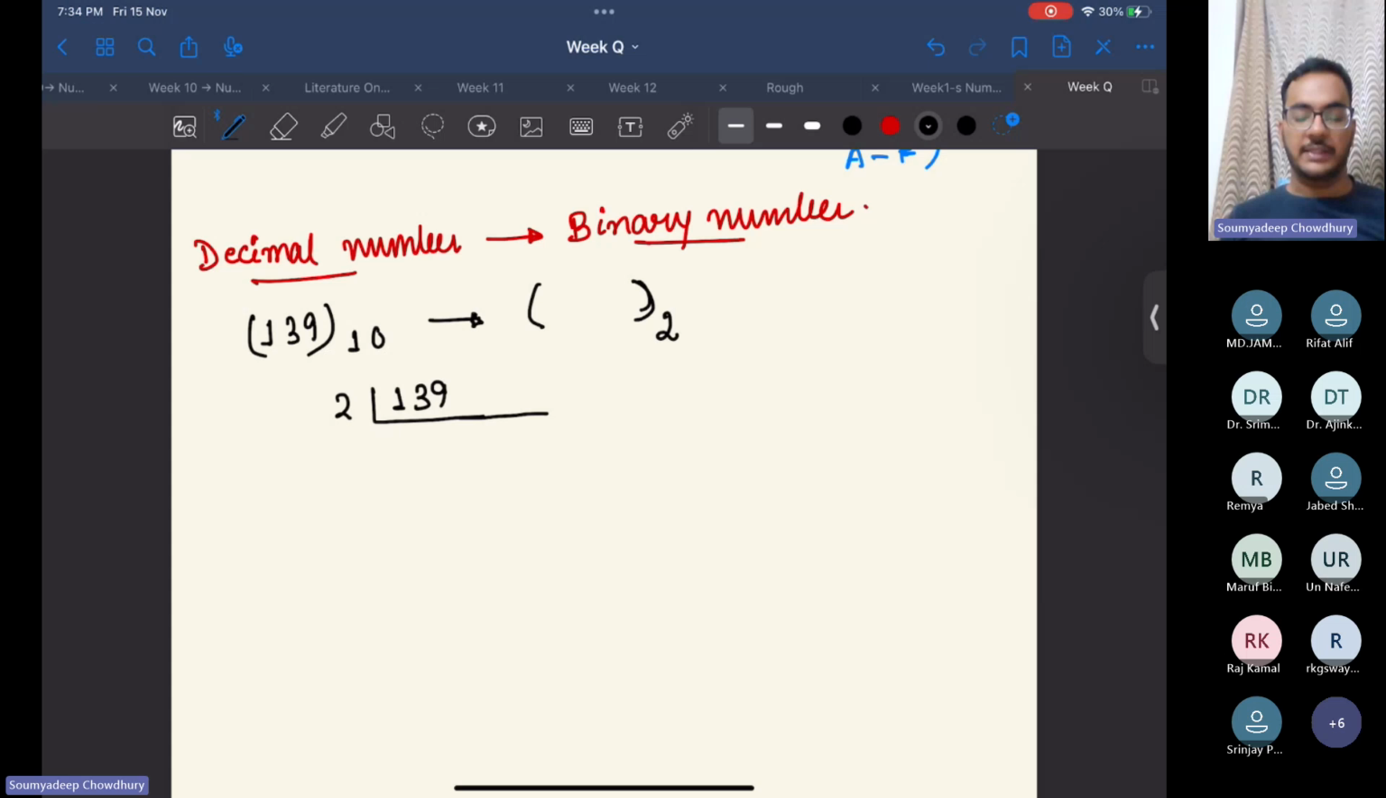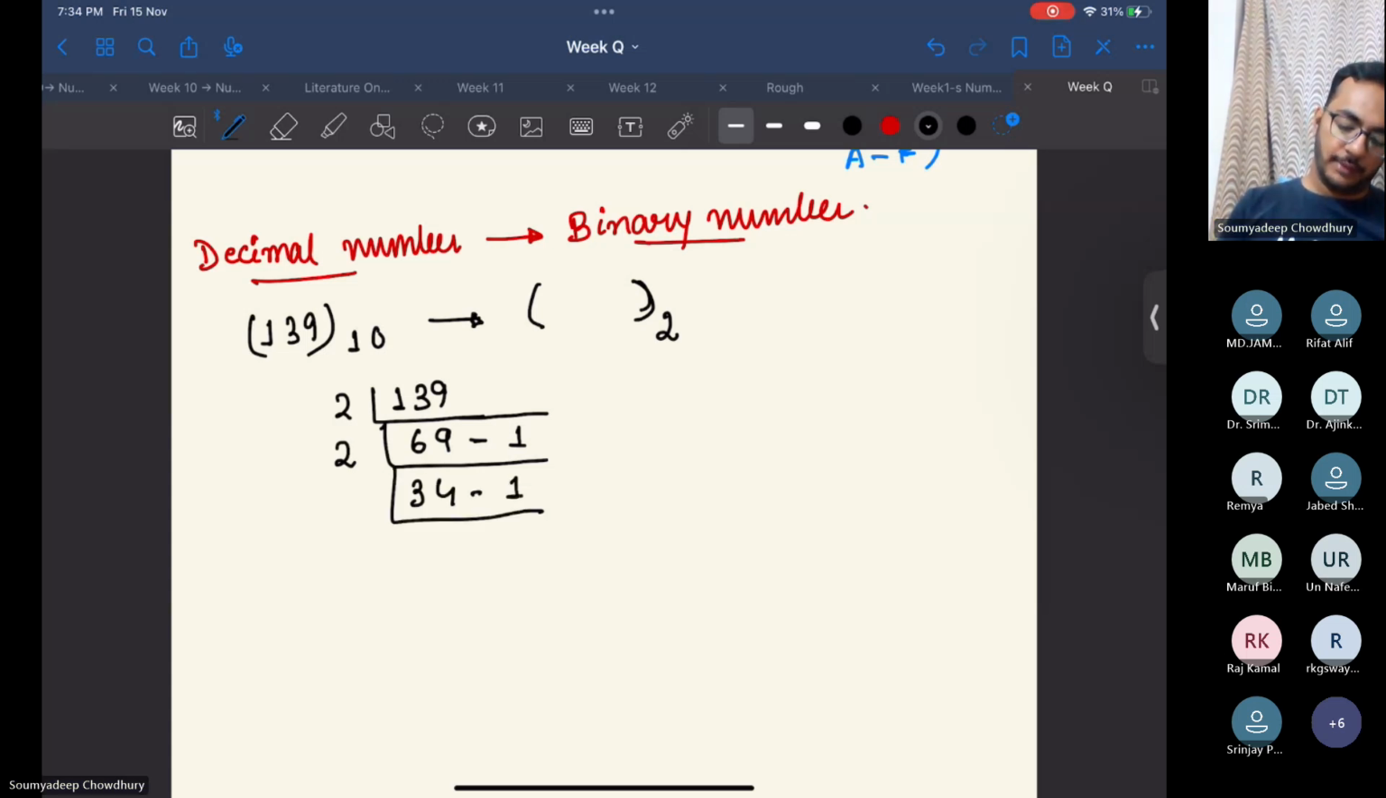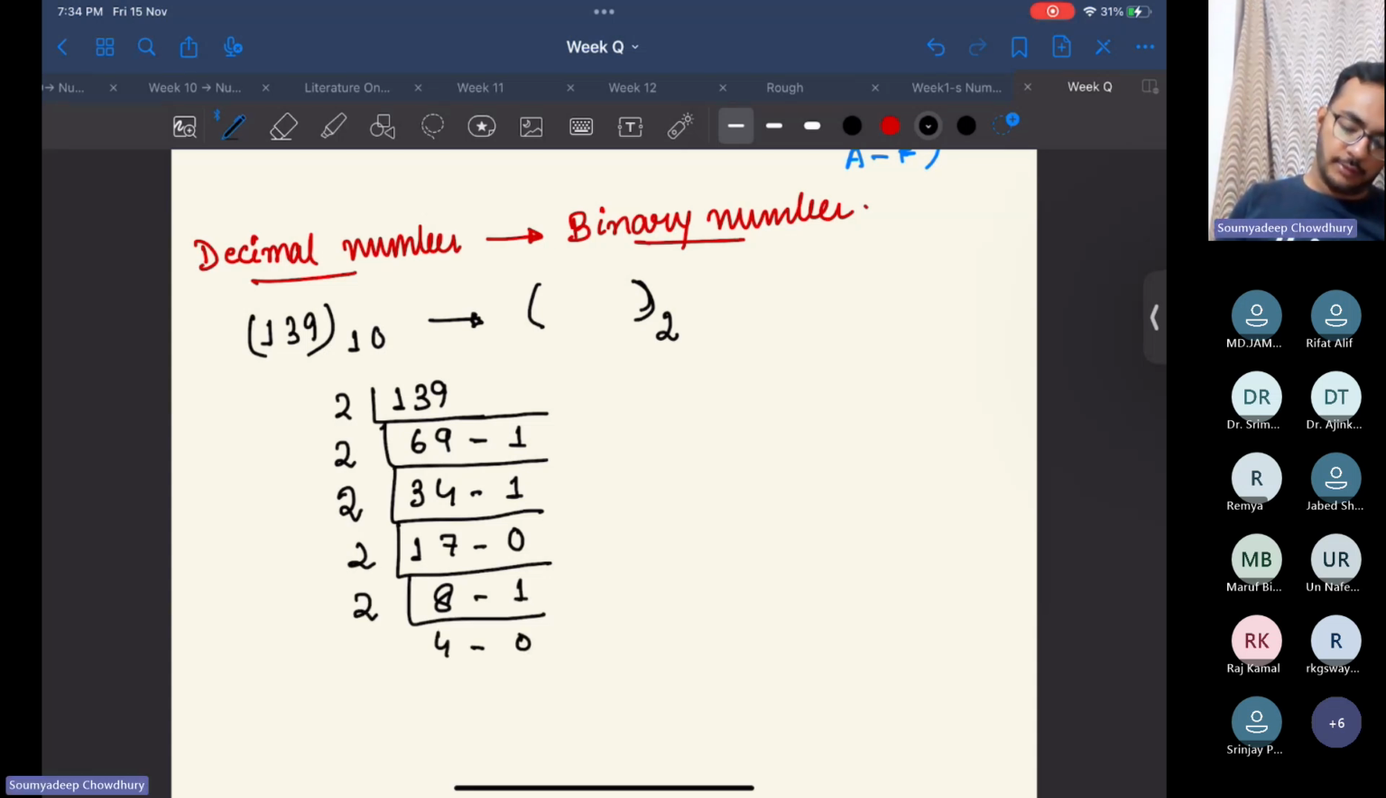When we convert decimal to binary, we have to divide the number by 2. Repeated divisions we have to carry out. If we divide 139 by 2, the quotient is 69 and the remainder is 1. We'll be writing like this. Again we divide: it is 34, 1. Again if we divide by 2, it is 17 and 0. Then 8, 1, then 4, 0.